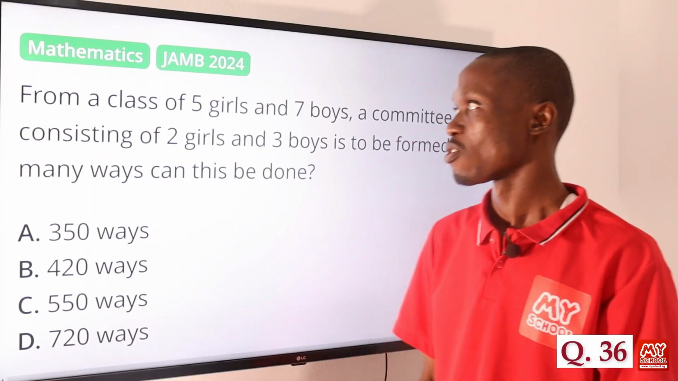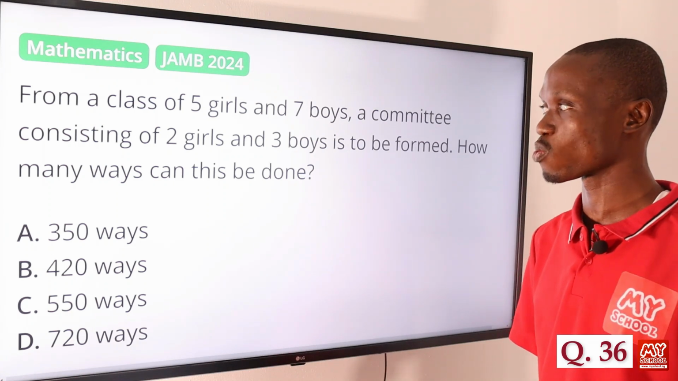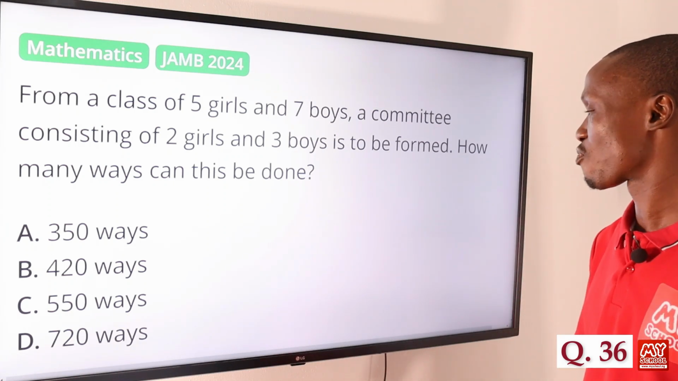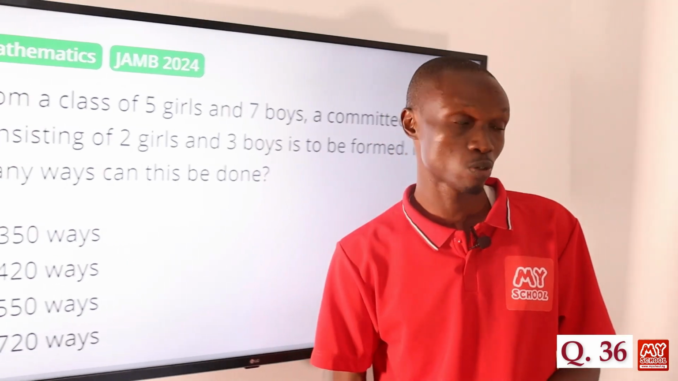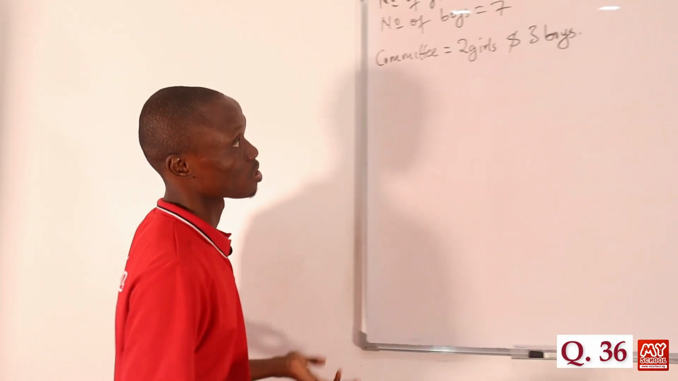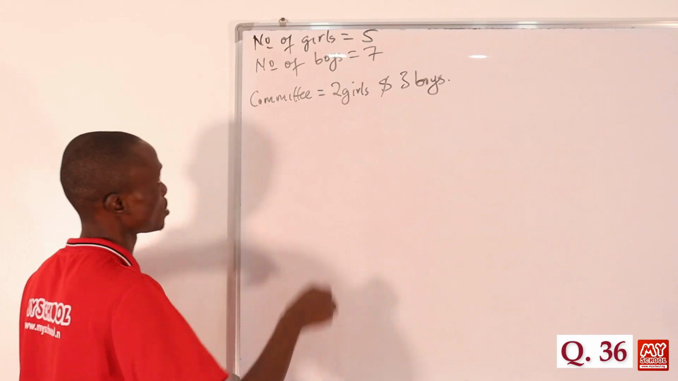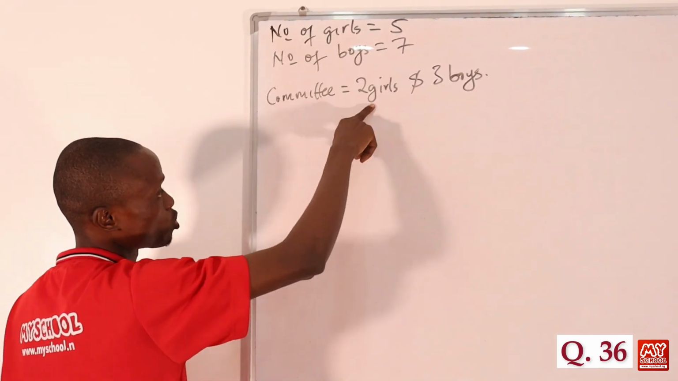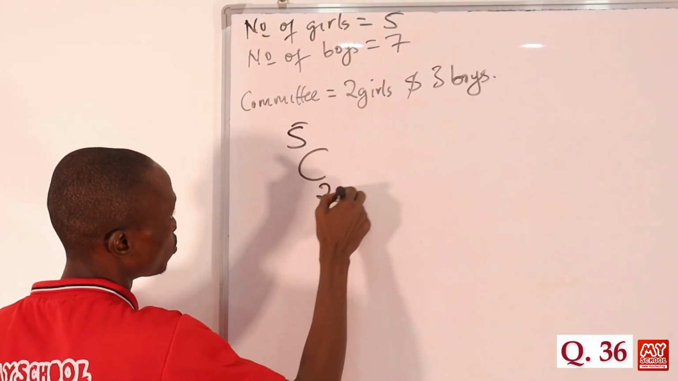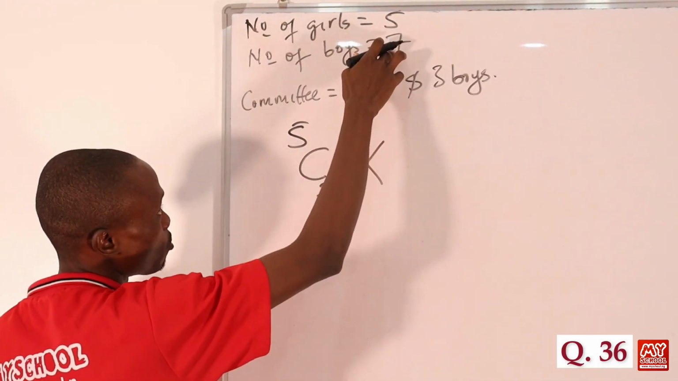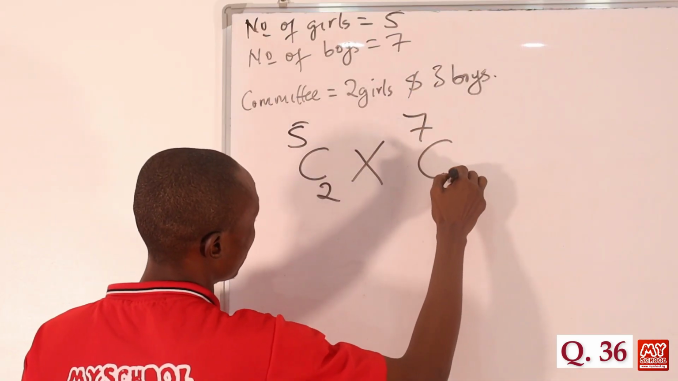Question 36. From a class of 5 girls and 7 boys, a committee consisting of 2 girls and 3 boys is to be formed. How many ways can this be done? So let's simply move over to the board to provide the answer to this question. This is a question on combination, and it is very easy to do. Since out of the 5 girls you are choosing 2 girls, we'll have 5 combination 2, times, out of the 7 boys, we are choosing 3 boys, so we'll have 7 combination 3.